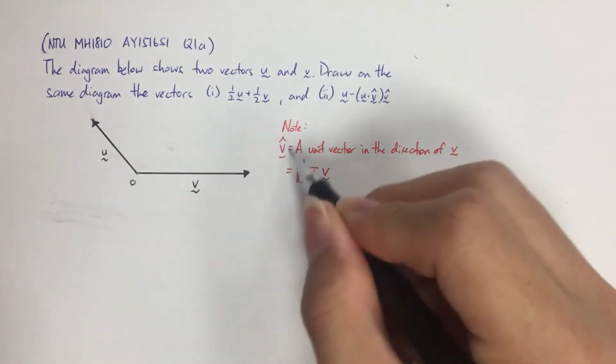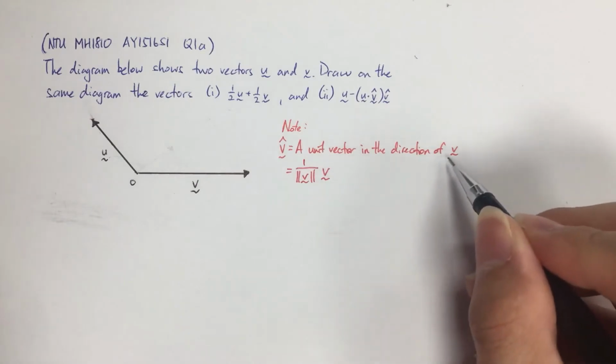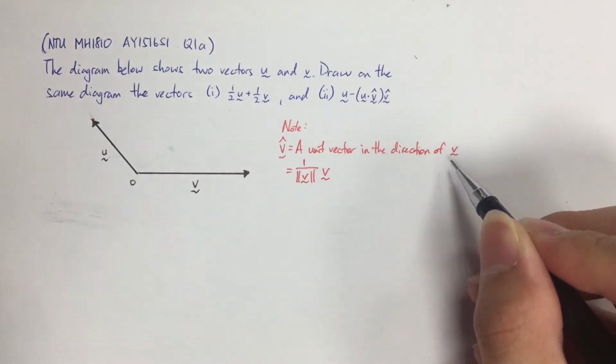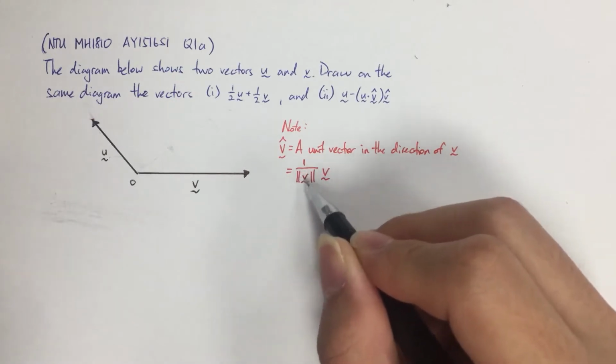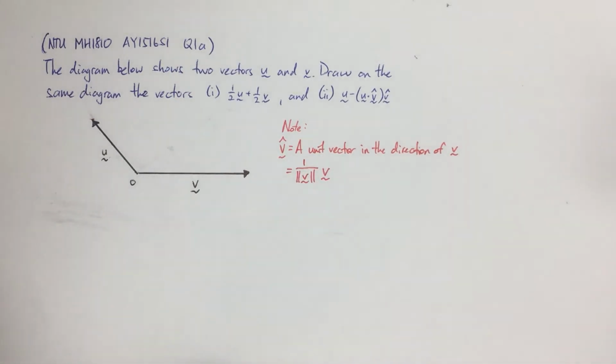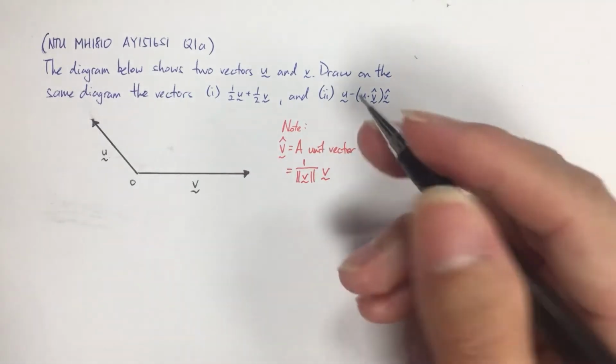We have v hat here, but v hat is just a unit vector in the direction of v, and we can easily express that as 1 over the length of v times v. So this double bar here is just denoting the length of v. Okay.